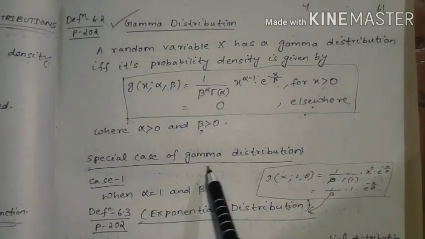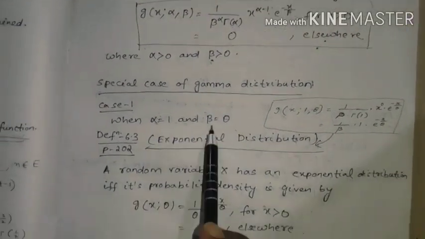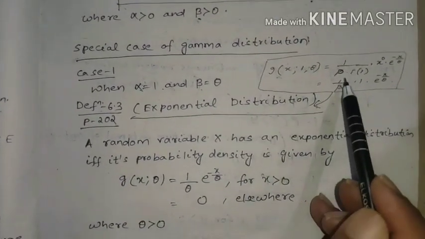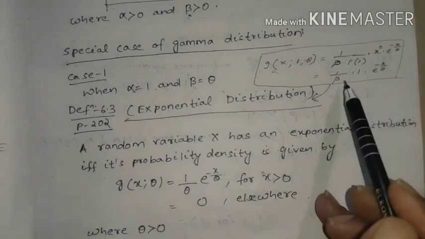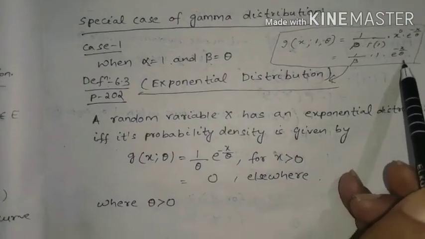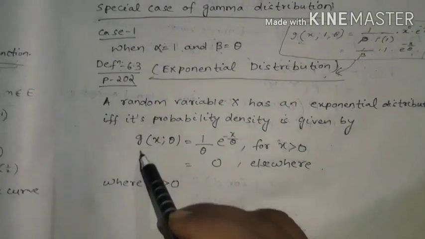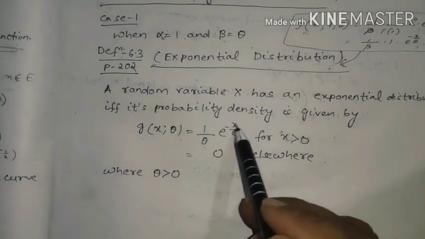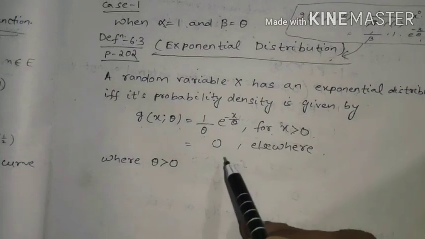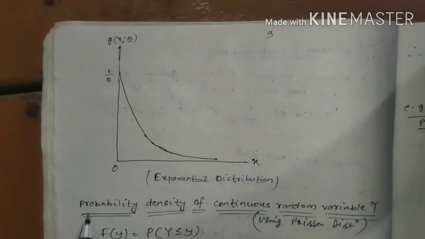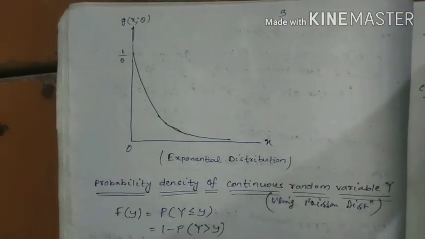It is a special case of the gamma distribution with alpha equal to 1 and beta equal to, suppose, theta. So g of x, 1, theta is 1 by theta into gamma 1, x to the 0, and that value is 1 by theta into 1, e to the minus x by theta. The exponential distribution: g of x, theta is 1 by theta e to the minus x by theta for x greater than 0, remember that formula, and equals 0 elsewhere, with theta greater than 0. The graph starts at 1 by theta.